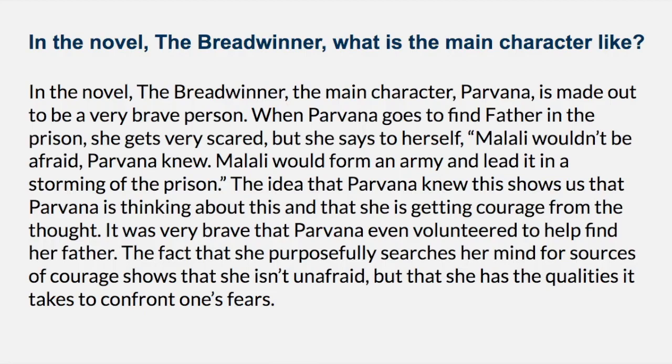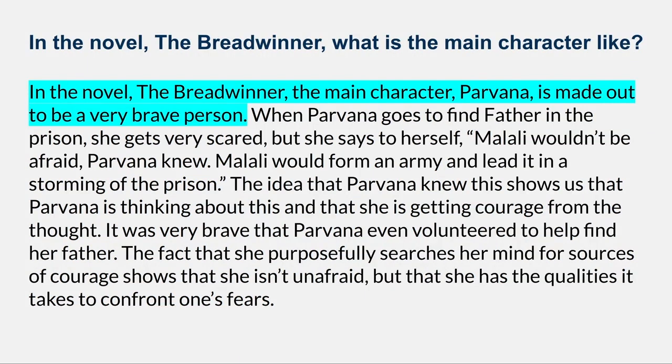Remember that example paragraph that we looked at in both the overview video and in the point video? We're going to continue to use that paragraph here as we look at what evidence is. Now we've already identified the point, that very first sentence in the paragraph where it says, in the novel, The Breadwinner, the main character, Parvana, is made out to be a very brave person. That's our point. Now it's time to look at the evidence. This is the evidence part of this paragraph.